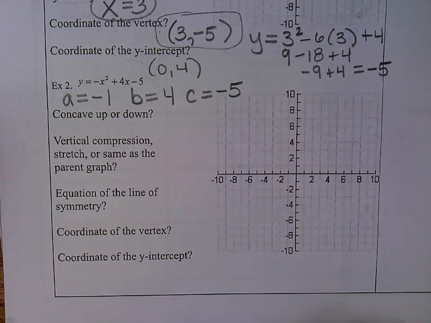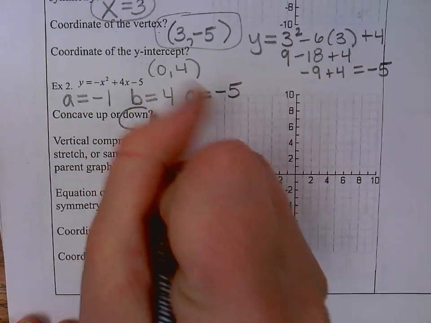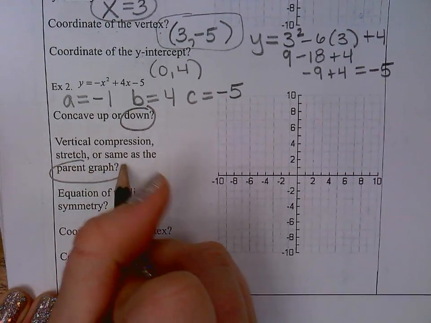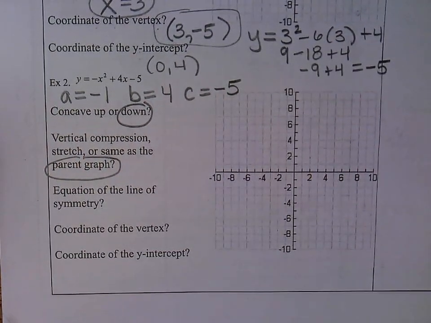Is this going to be concave up or down? Down this time, because the A value is negative. Is it going to be a vertical stretch or shrink, or same as the parent graph? Parent graph again, right? Because it's still a 1x squared. It's not 2x squared. It's not half as much. It's the same as the parent function, just flipped upside down.